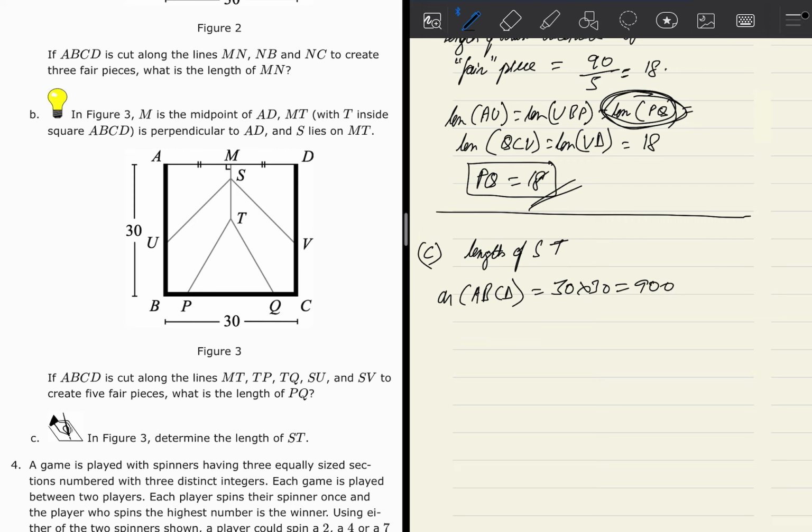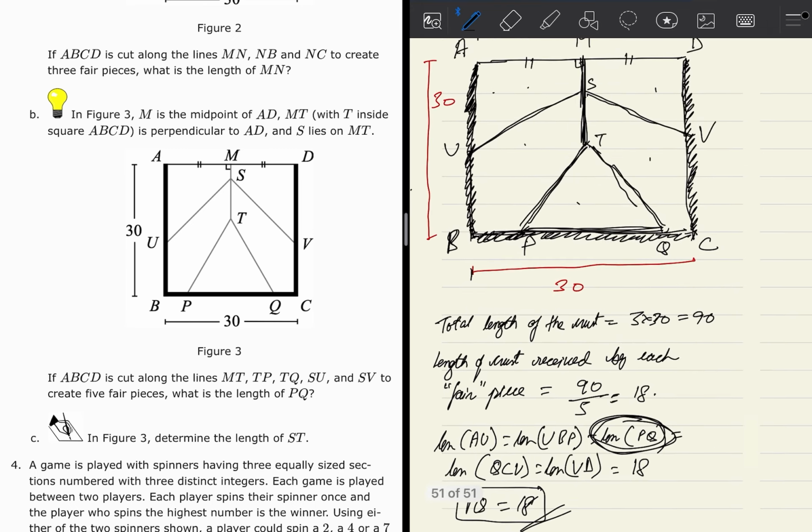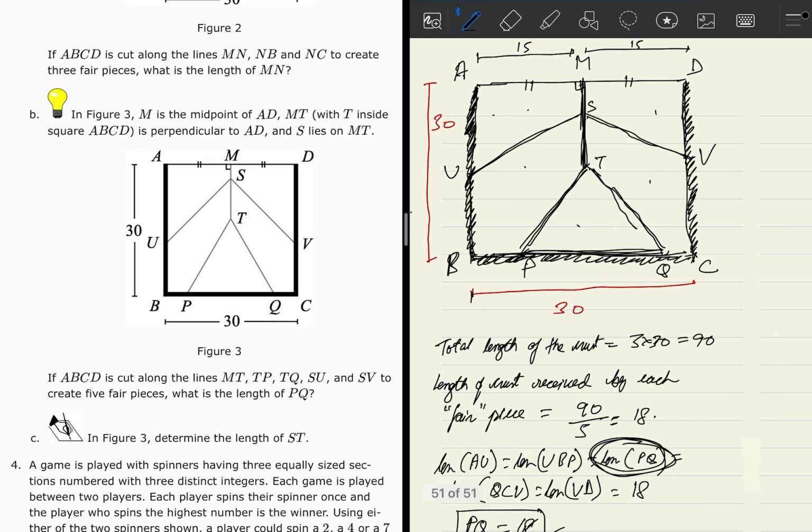And since each piece is a fair piece, each one of them will have the same amount of area. So there are 5 equal pieces, so we have to divide 900 by 5. So the area of each fair piece is 900 divided by 5, which is nothing but 180. So each of them has an area of 180 now.